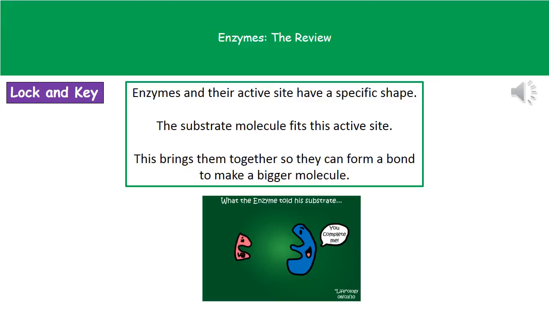Enzymes have something called an active site. Now this is the most important part of the enzyme as far as we're concerned. So the active site then has a very specific shape. And what happens is that that shape of the active site fits perfectly with the substrate or the chemical that it's going to have the reaction with. So what we then find is that when the substrate molecule fits into the active site, then it brings together those chemicals that are required, and then they can form a bond to make a bigger molecule.